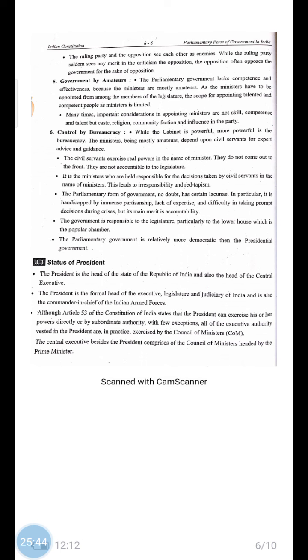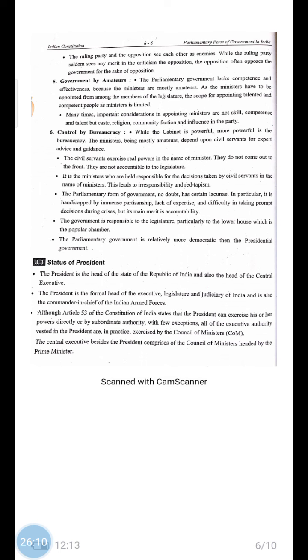Then let's see the parliamentary form of government. No doubt it has a certain lacuna: the participation is handicapped by the immersed party, the lack of expertise and the difficulty in taking a prompt decision during a crisis. But it is the main merit for the accountability. So the government is responsible to the legislative parties, to the lower house, which is the popular chamber.